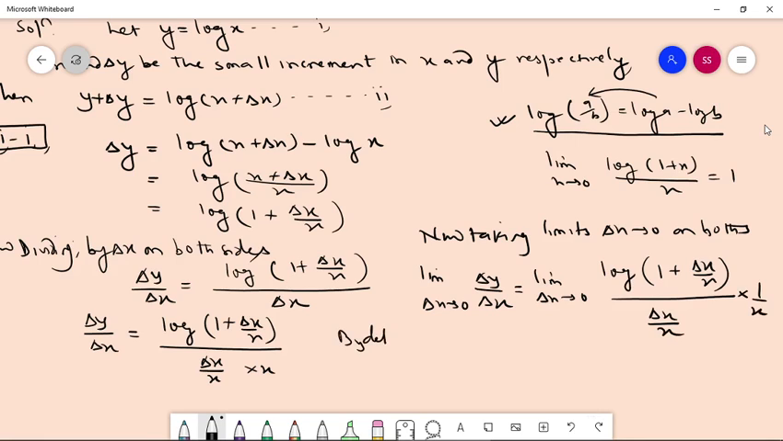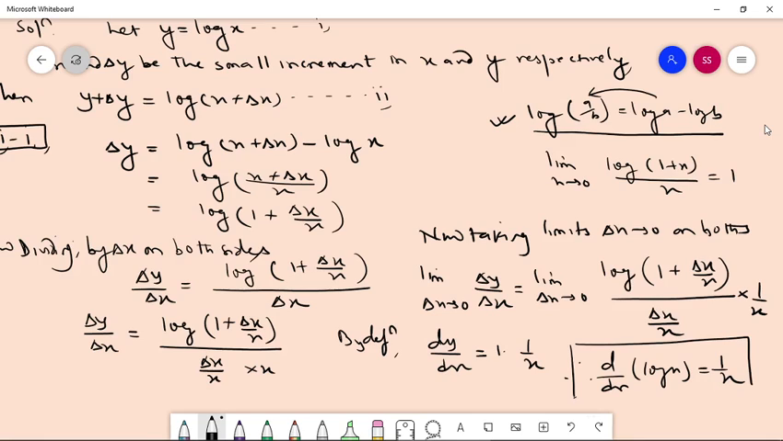By definition, dy by dx equal, this is 1 into 1 by x. Therefore derivative of log x equal to 1 by x. From the first principle, this is the final answer or the solution of this question.